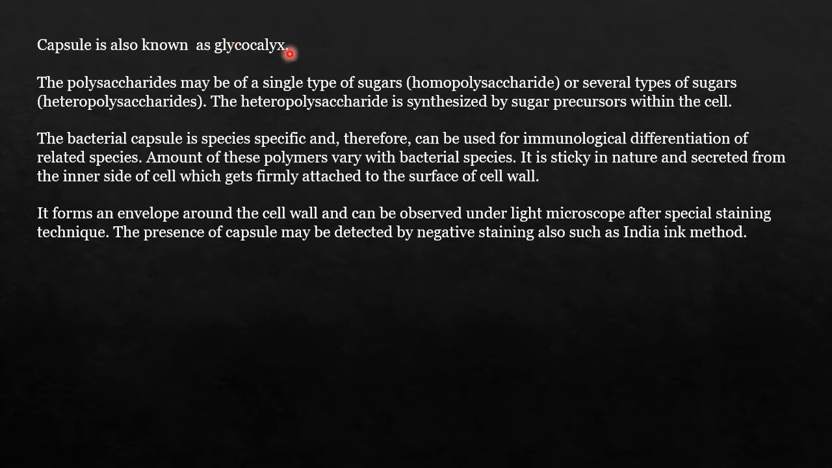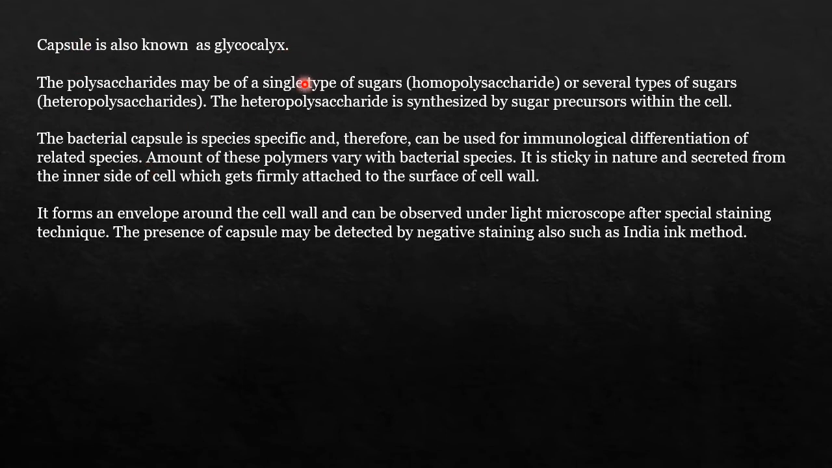So capsule is also known as glycocalyx. Many people call it that when the glycocalyx is tightly adhered to the cell wall, you term it as capsule, and when it is just present outside the cell wall and not that tightly attached, then you term it as slime layer. That is also a point that you will read in different articles. But just remember that capsule is also known as glycocalyx, or glycocalyx is nothing but the capsule, right?